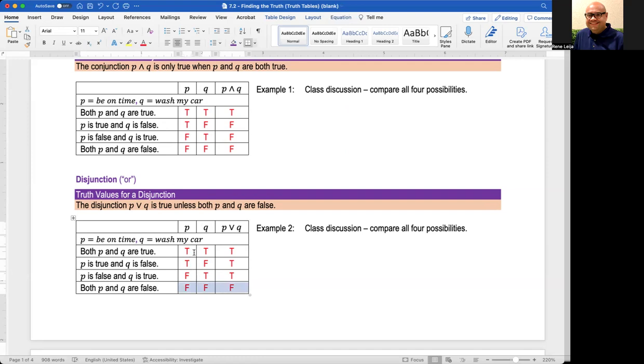Same thing as, would you like cake or ice cream? Cake, yes. Ice cream, yes. Okay, you got them both. Would you like cake? Yes. Ice cream? Nope, but you're still going to get the cake. Would you like cake? Nope. Would you like ice cream? Yes. No problem. I'll give you ice cream. And here, would you like cake? No, thank you. Would you like ice cream? No, thank you. Well, then there's nothing for me to give you. So the or for either P or Q or both has to be true. The only time that it's false is if they're both false.